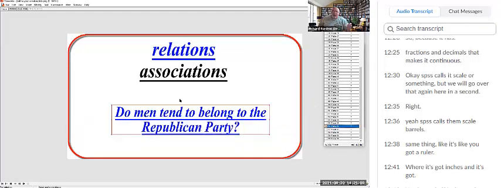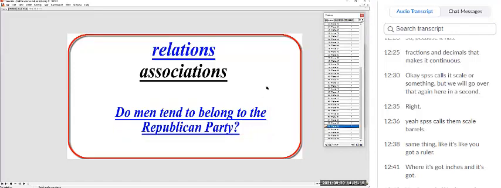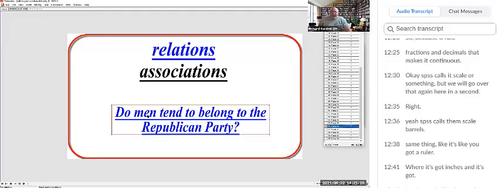Here's a good one right here. This is an association test. Do men tend to belong to the Republican Party? Can you identify the variables there? I see two different variables, right? Do men. What about women? They don't mention women. So men and women, that's a variable. That's the first variable. It's called gender. It's got two levels, men and women.